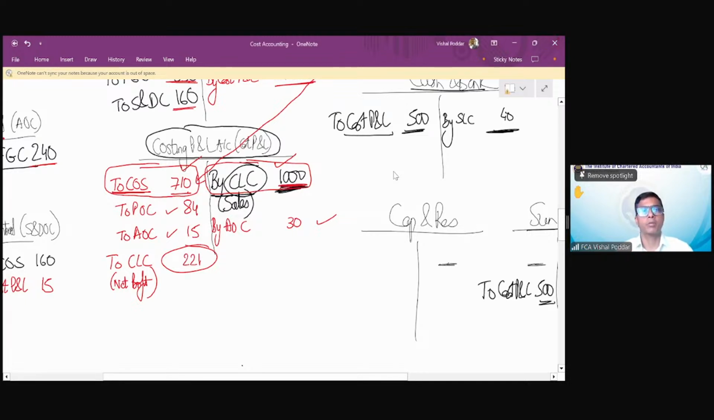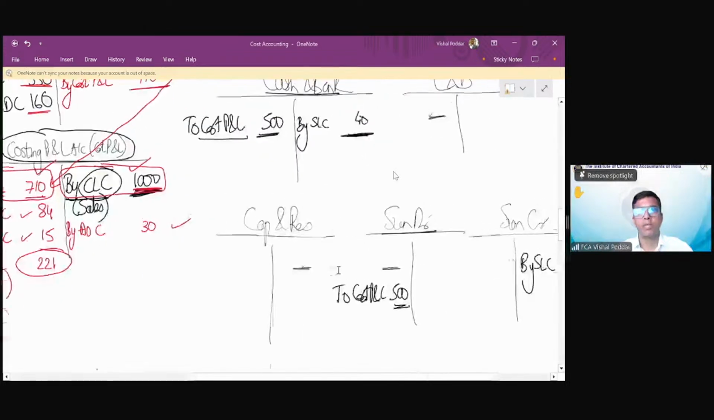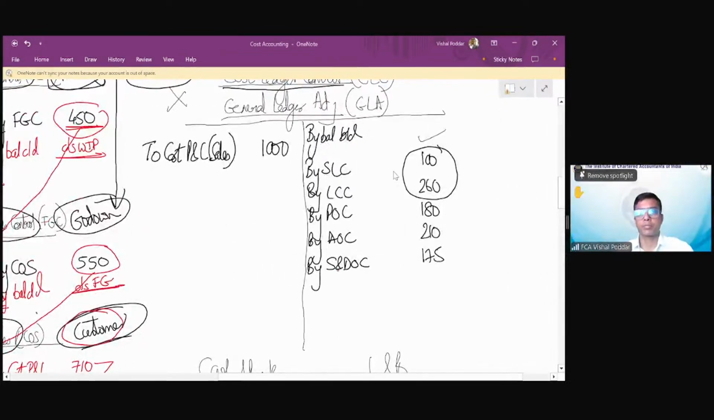So the profit, whatever balance it is coming, it will be transferred to my CLC by cost P&L representing net profit.